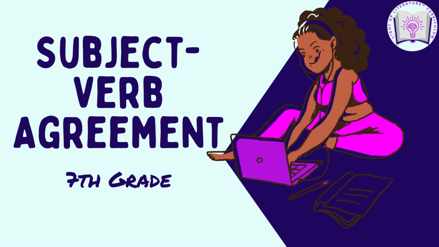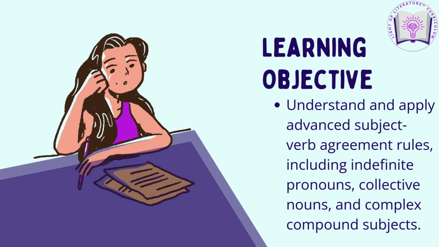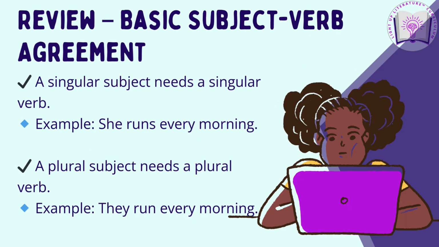You've already learned the basics by now, but now we're going to dive into some trickier cases that will make your writing even better. So, our learning objective is to apply and understand advanced subject-verb agreement rules, including indefinite pronouns, complex nouns, and complex compound subjects. So, we've got a lot to do, so let's get to it.